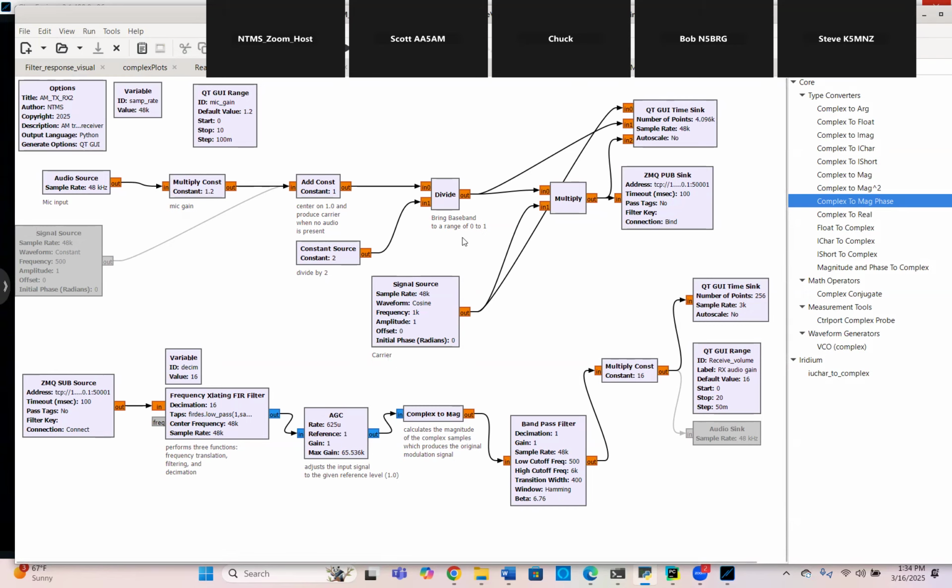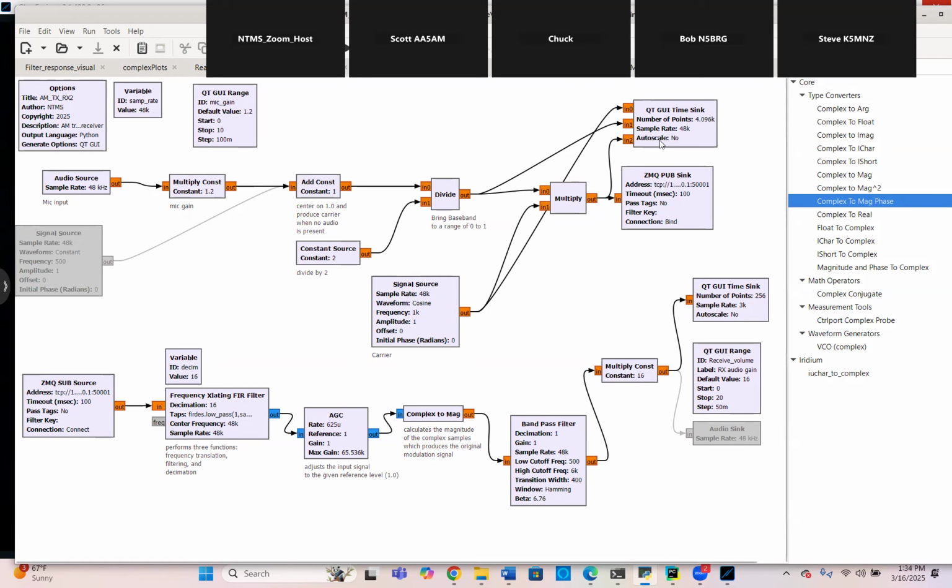And it takes the audio source, which is a microphone, and you can see the signal source has been disabled. It runs through the mic gain, multiply, and then the familiar one constant that has to be added. This divide by two that I've put in, and then three different graphs in the time sink: the baseband, the carrier, and the multiplied modulated wave.